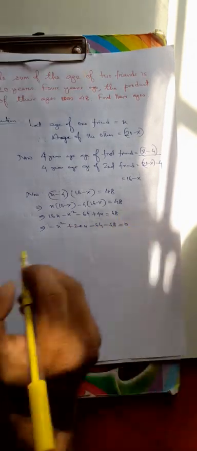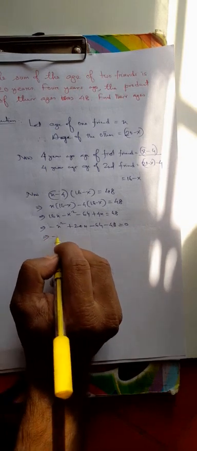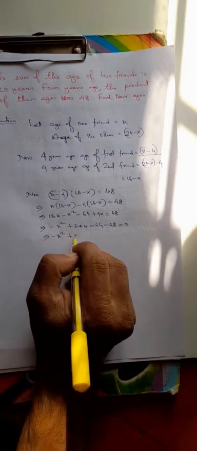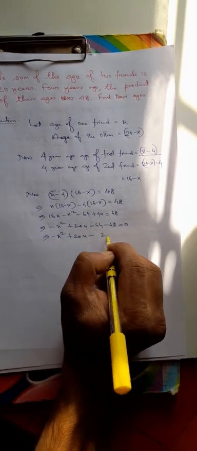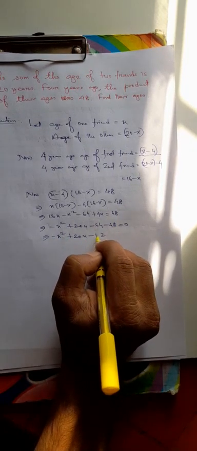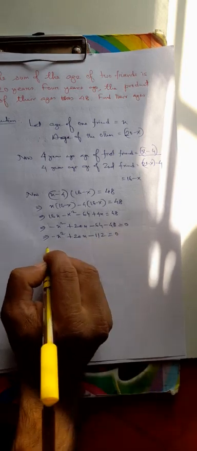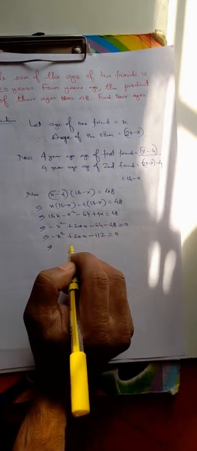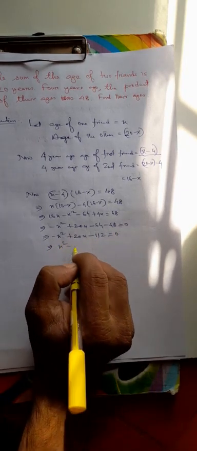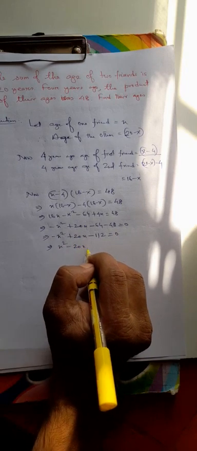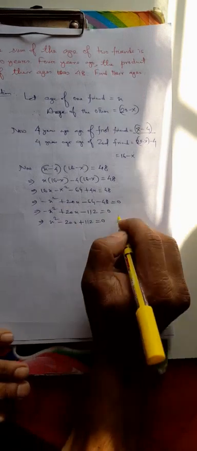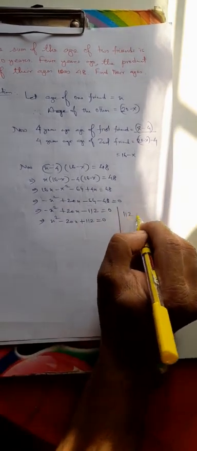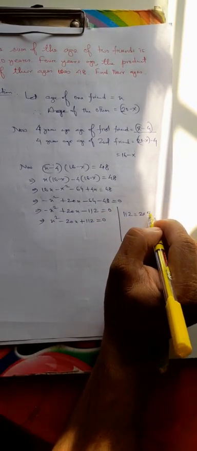Transposing this term to the left hand side. This means minus x square plus 20x minus 112 equal to 0. Now if you multiply minus on both sides, you will get x square minus 20x plus 112 equal to 0. So let's do middle term splitting here. 112 equal to 2 into 56.